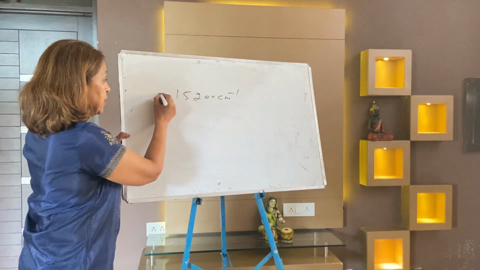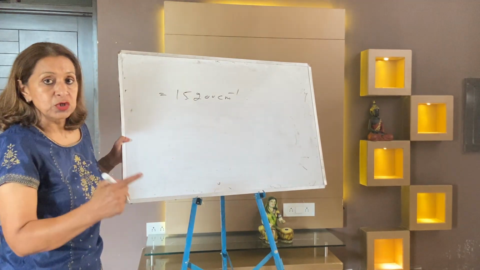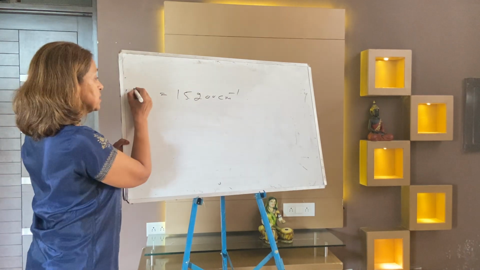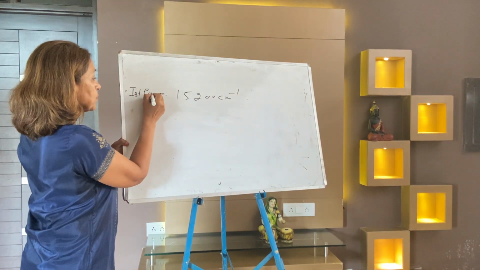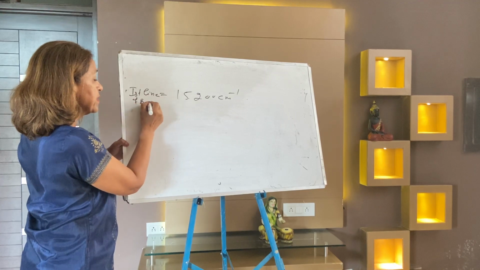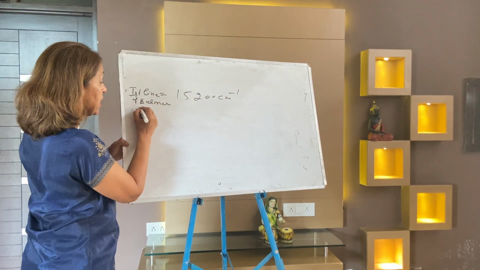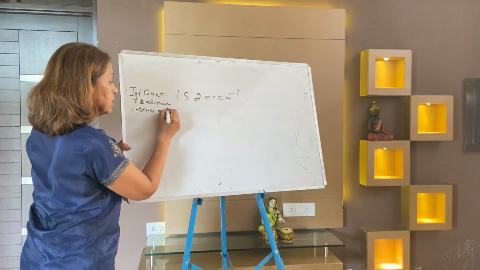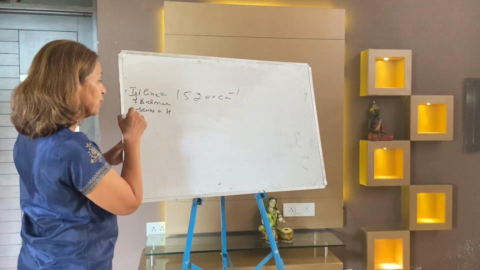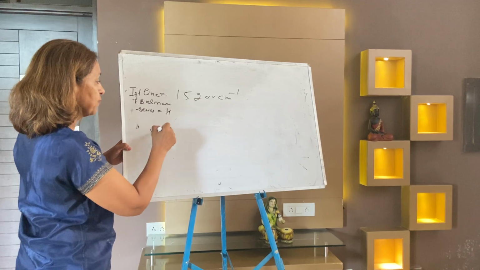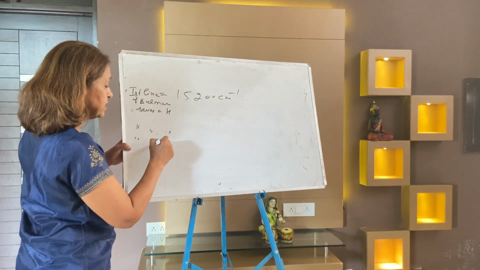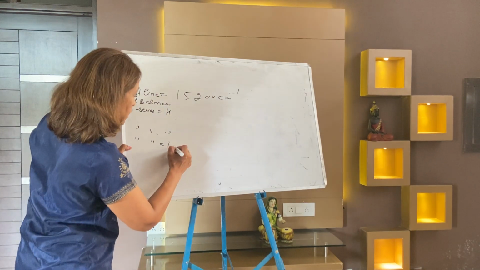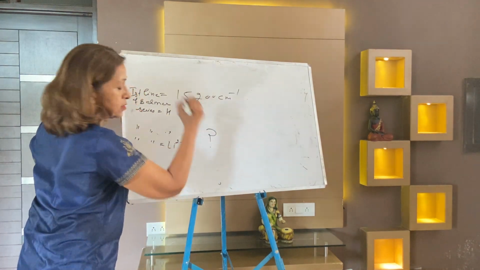It was given as 15200, the wave number of the first line of the Balmer series. But the case is different. The case given is hydrogen. Now you have to calculate again the wave number of the first line of the Balmer series, but the case is now lithium 2 plus. You have to calculate this.